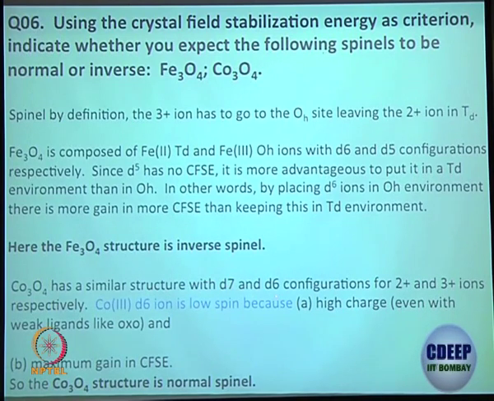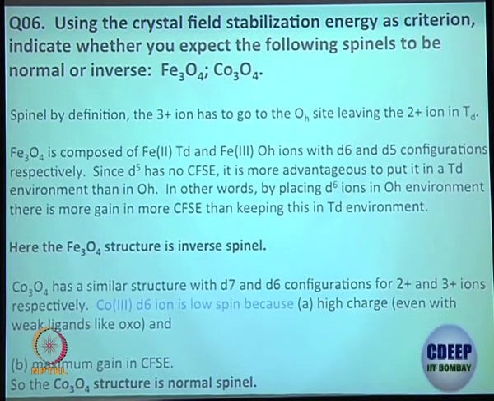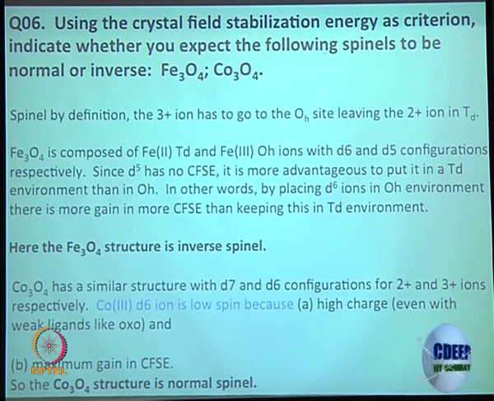Co3+ has a similar structure with d7 and d6 configuration. This is going to be a normal spinel. D7 is what? Co2+ is d7. Co2+ with oxide is not going to be low spin, it is going to be high spin. Co2+ is a lower oxidation state, and oxide is not that great a ligand, so it is going to be high spin. Co2+ high spin d7, so it is going to be minus 8 Dq.